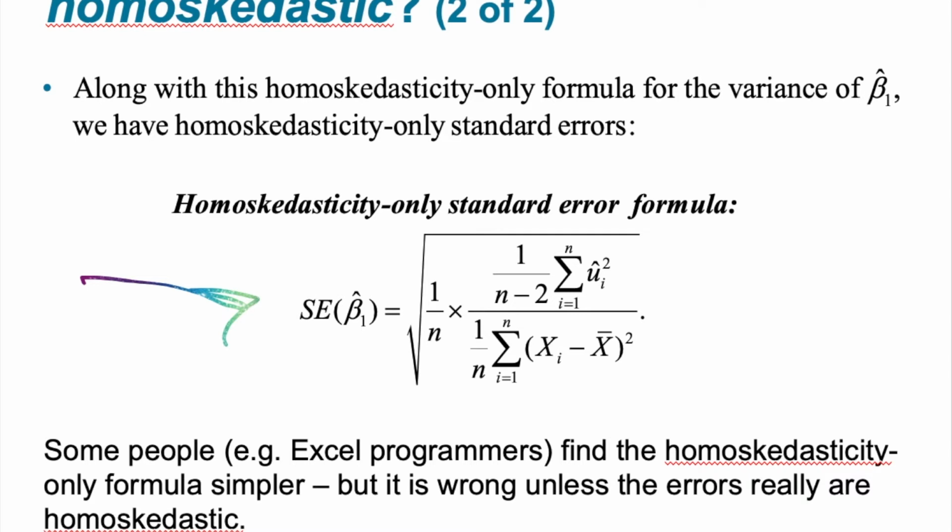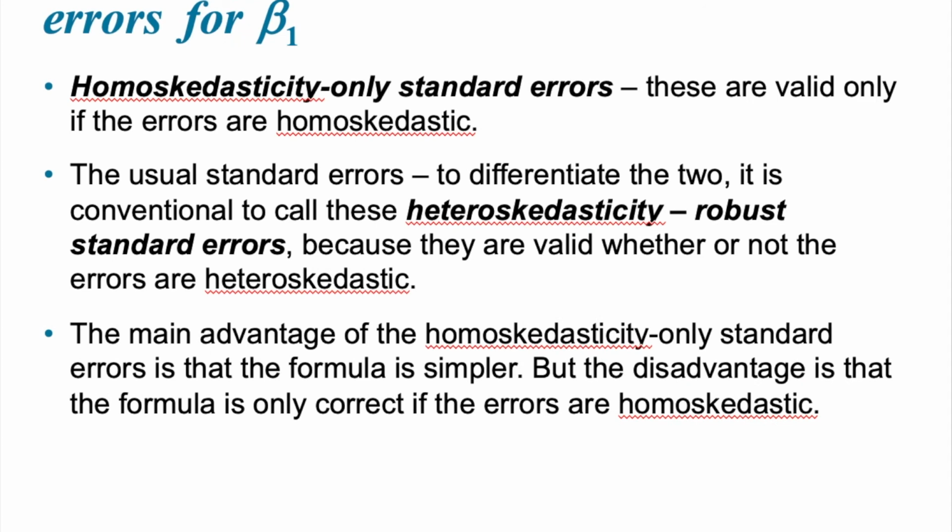They will be biased downwards, which is not useful for making good statistical inference about our coefficients. Okay? We want to make good statistical inference. So our homoskedasticity only standard errors are valid only if the errors are homoskedastic. The usual standard errors, to differentiate the two, it is conventional to call the usual standard errors heteroskedasticity robust standard errors because they are valid whether or not the errors are heteroskedastic.